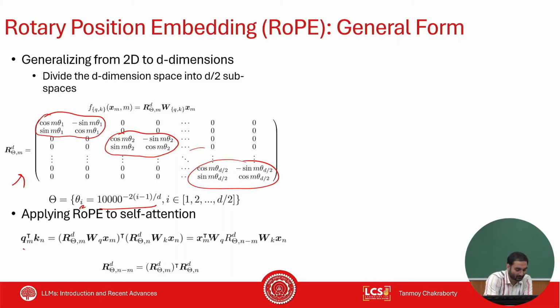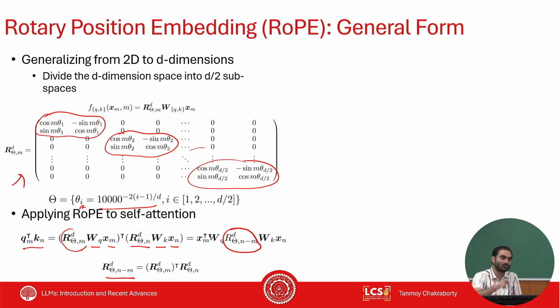Okay, now when we take the dot product qm transpose kn, what is qm? Qm is this rotation matrix times Wq times xm. What is kn? Kn is another rotation matrix times Wk xn. If you do some rearrangement here and there, you will get a rotation matrix which looks like this, which we call R. R is basically a function of m minus n.